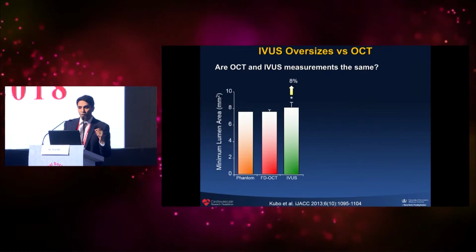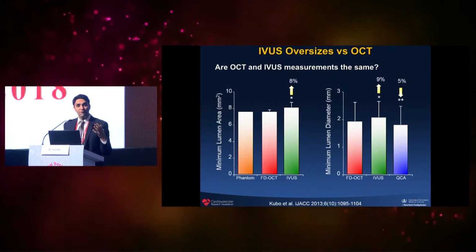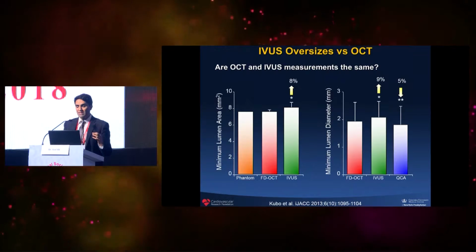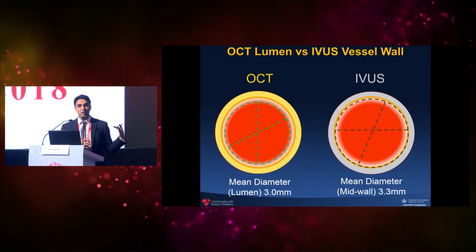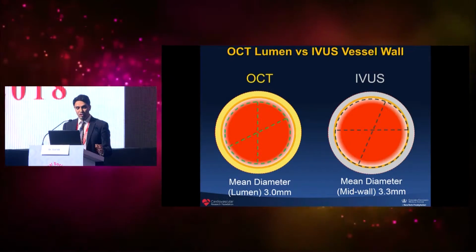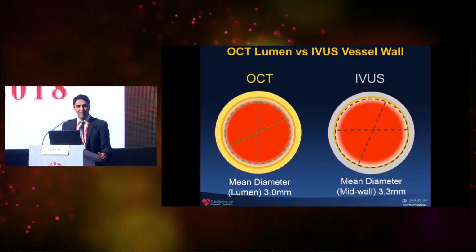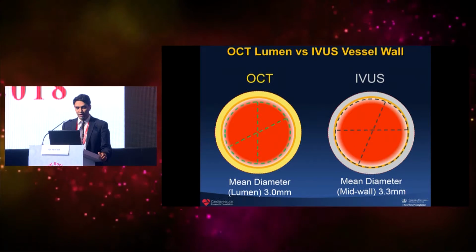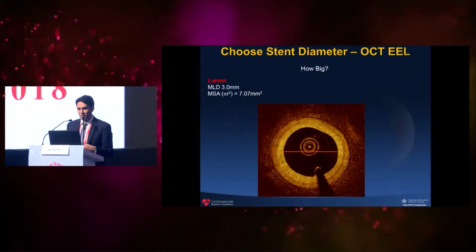However, IVUS oversizes the artery by about 10%. And if we take that information in vivo, we find exactly the same finding, that in fact OCT is extremely precise and IVUS oversizes. What does this mean to the practicing interventional cardiologist? Well, what it means is in the situation where the OCT is telling you that the mean diameter is 3 millimeters, the exact same measurement performed in IVUS will tell you it's 3.3 millimeters, leading to the choice of a larger stent by IVUS.